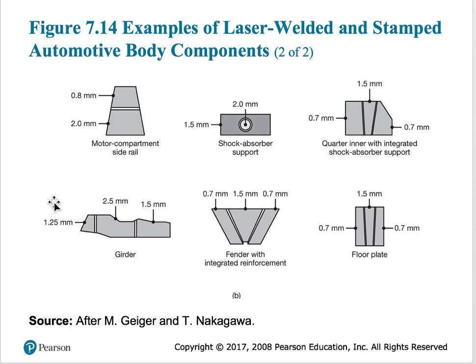So this is again another example of that. It's a side rail and shock absorber component, fender. None of these are made in one piece. They cut them, weld them together, join them, and then stamp them into the shape and form that you want. So it's done in multiple steps.